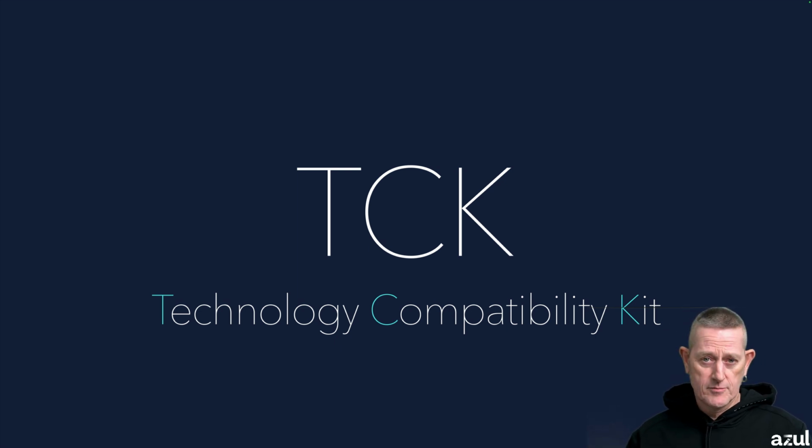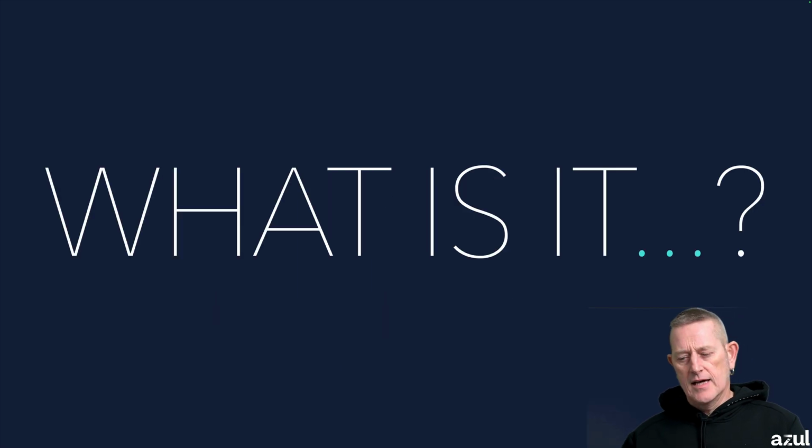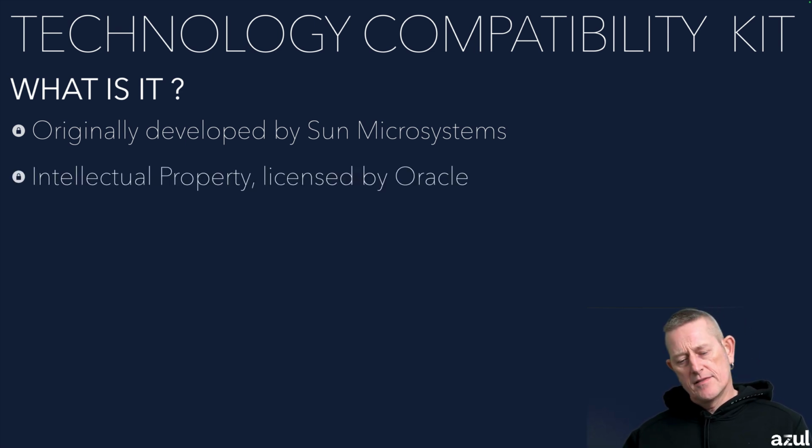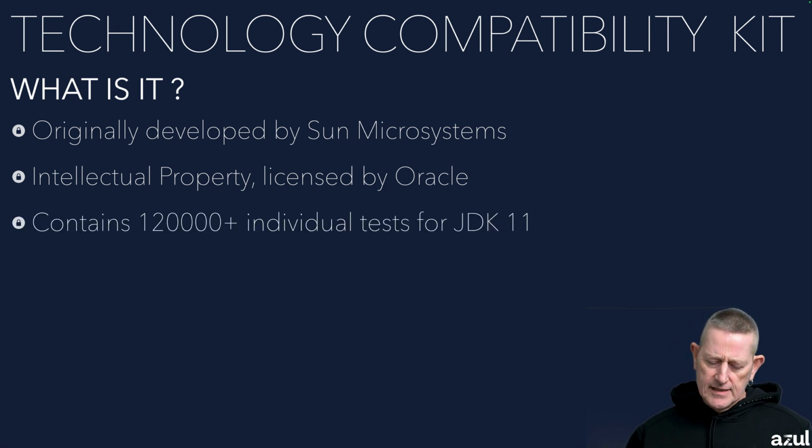As already mentioned in the beginning, it's the Technology Compatibility Kit. And again, the question is, what is it? It's a quite important thing. It was originally developed by Sun Microsystems, and now it's the intellectual property and licensed by Oracle. It contains, for example, for JDK 11, more than 120,000 individual tests.